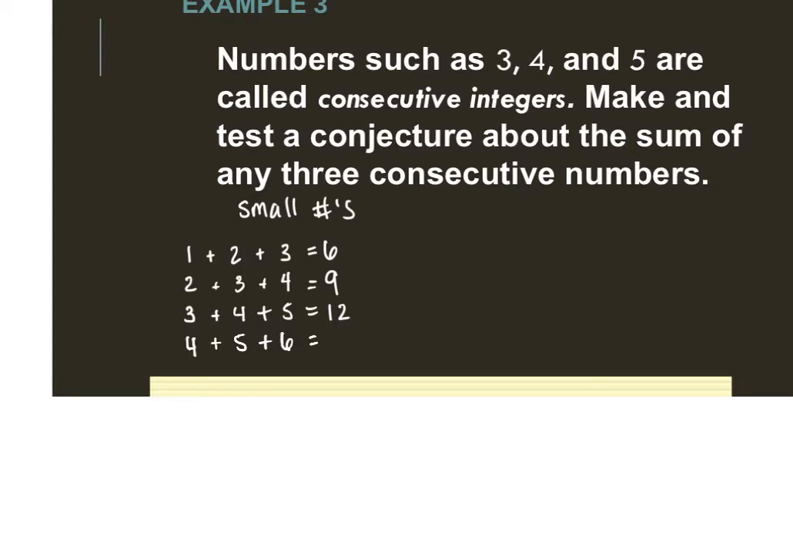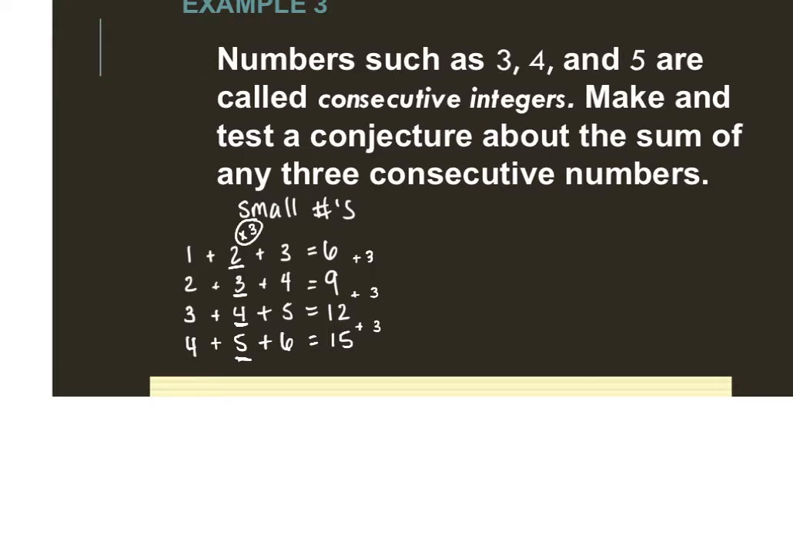Okay, this will give us 4 plus 5 plus 6, 9 plus 6, which is 15. Well, what I've noticed is that we're increasing by 3 each time when we're going up. But how does that relate to the numbers that we're using? Well, let's take a look at these middle numbers. The sum of three consecutive numbers is always the middle number multiplied by 3.